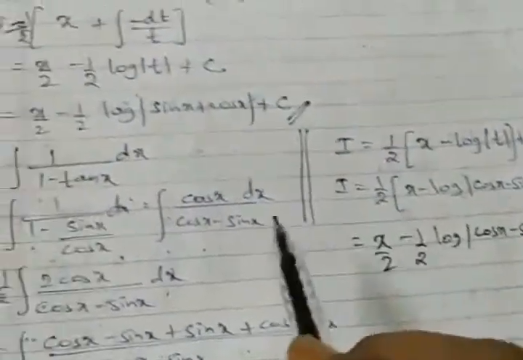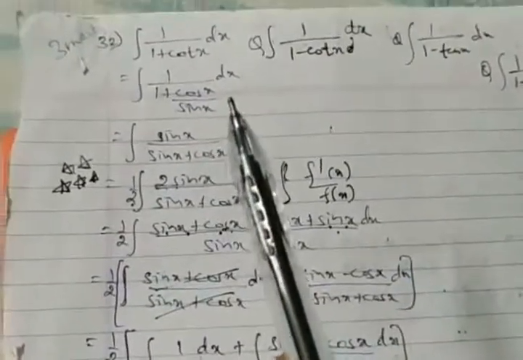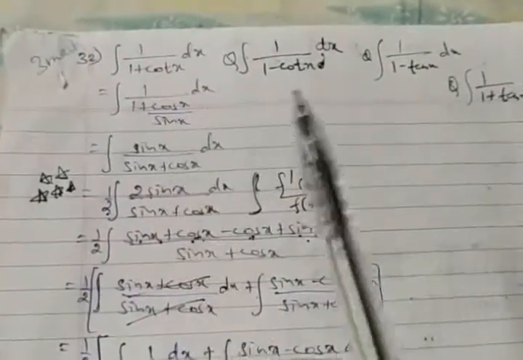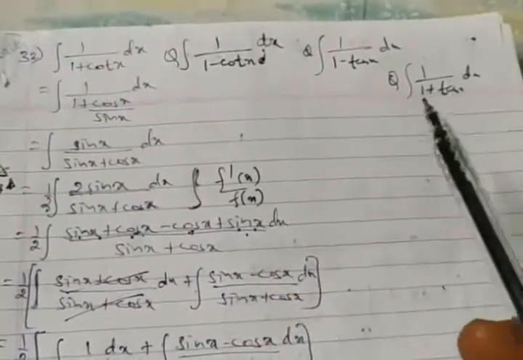So this we had done for 1 upon 1 minus tan x. Earlier I had done it for 1 upon 1 plus cot x. Now you can even think about 1 upon 1 minus cot x. You can even try for 1 upon 1 plus tan x.